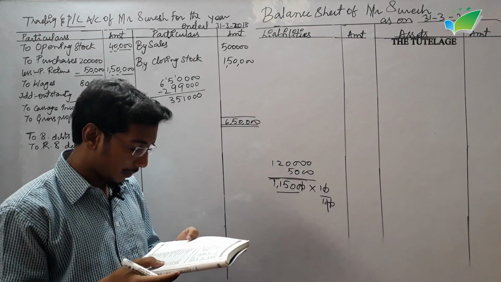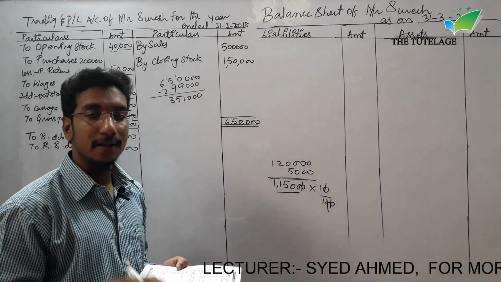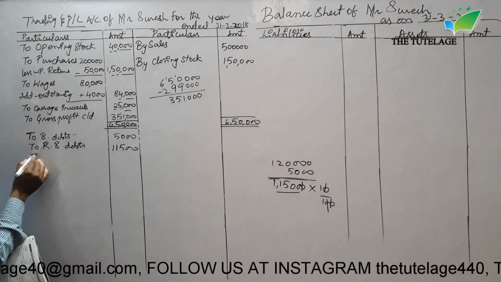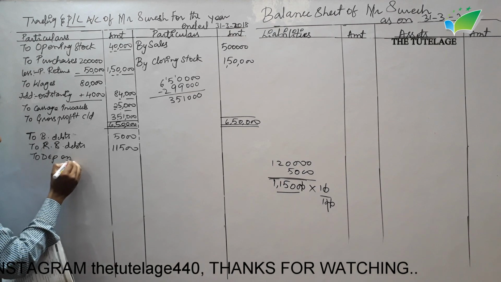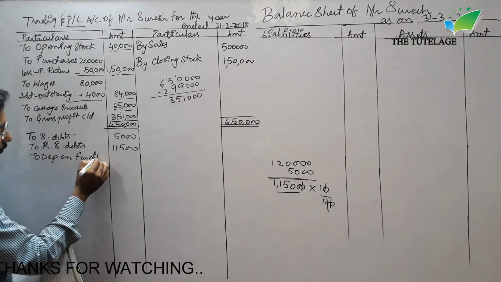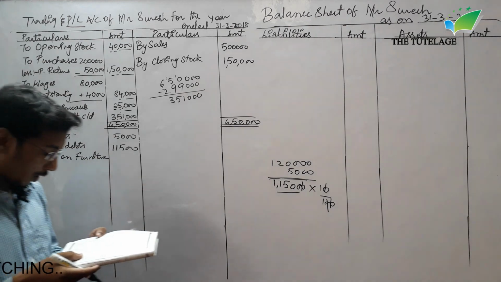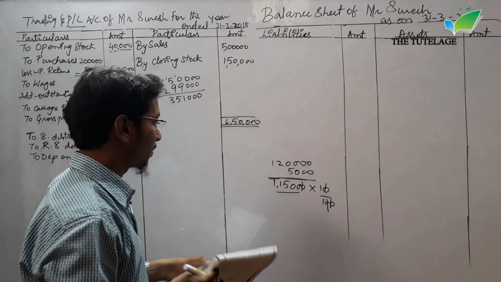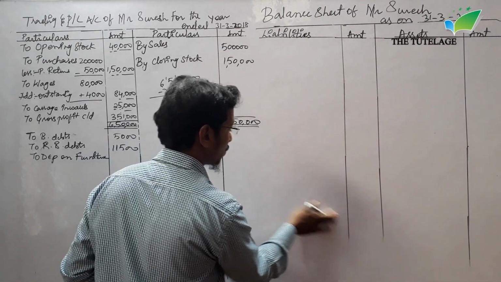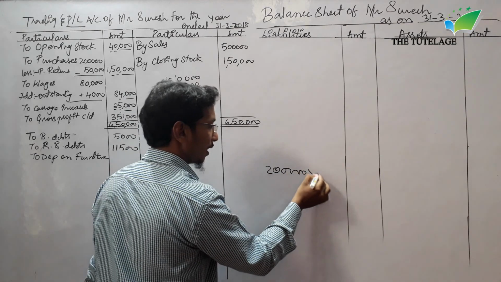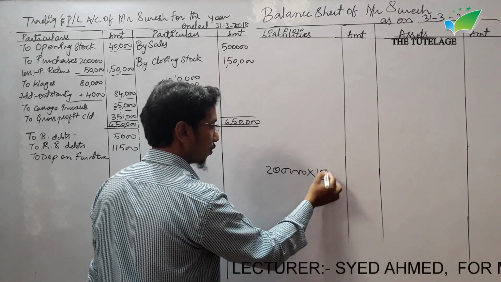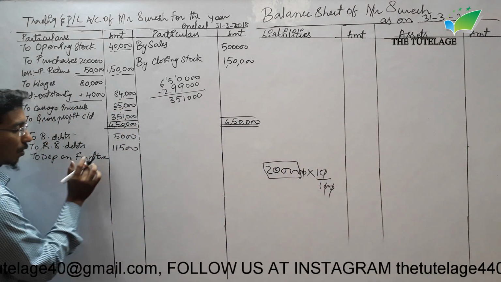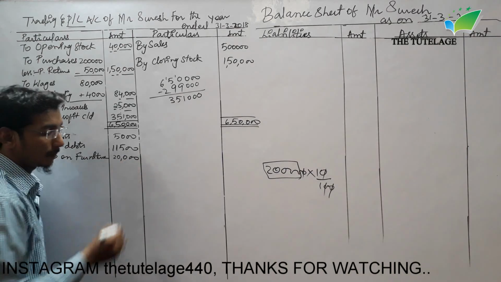And the next step is furniture. There is an adjustment related to furniture, so we should record on the profit and loss account debit side depreciation on furniture. Furniture amount is 2 lakhs. How much depreciation should we provide? 10%. Furniture amount is 2 lakhs into 10 divided by 100. Zeros cancel. Left amount is 20,000. So depreciation on furniture is 20,000.